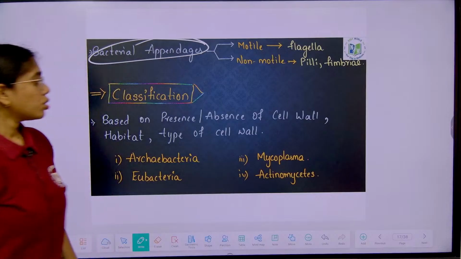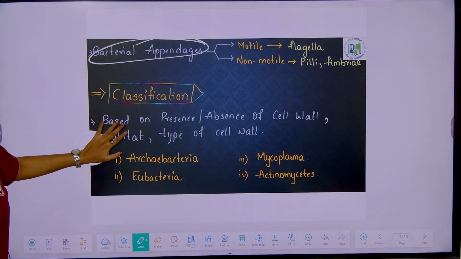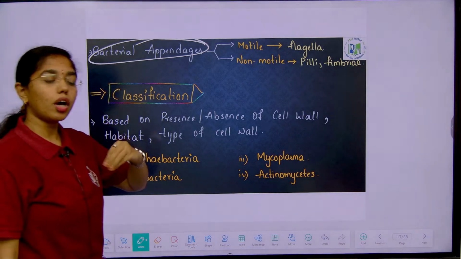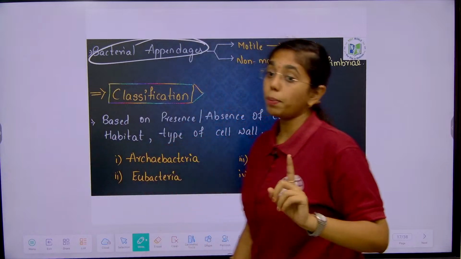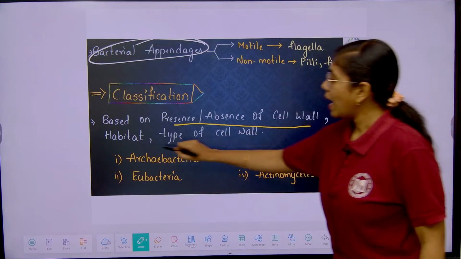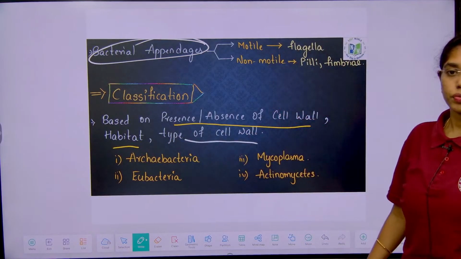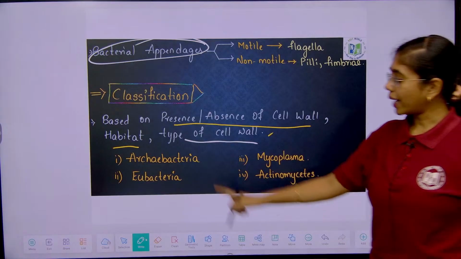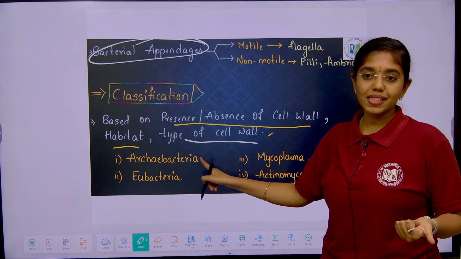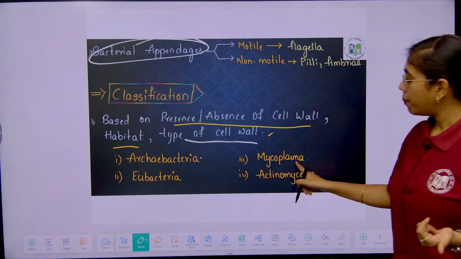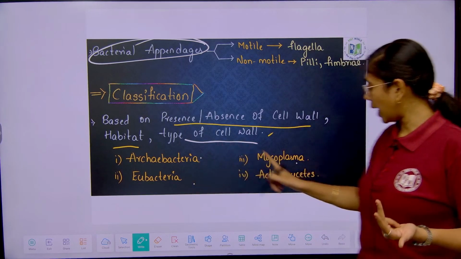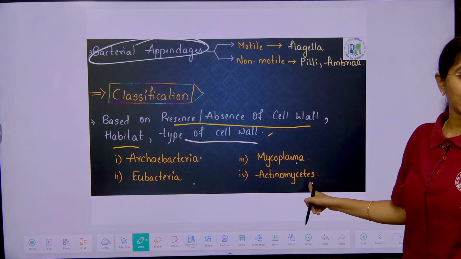Good. So, now on what basis is kingdom Monera further classified? How the bacteria are classified, you have to know. Whenever you are learning any classification in biology, you have to know the basis of classification. On what basis? Presence or absence of cell wall, habitat, type of the cell wall. Type of cell wall we have already learned. Archaebacteria will have polysaccharides and sugars. Mycoplasma, no cell wall. Eubacteria, peptidoglycan. Actinomycetes, mycolic acid.